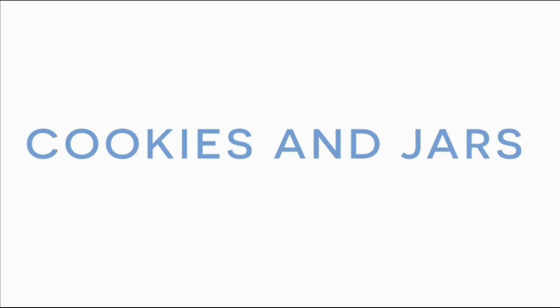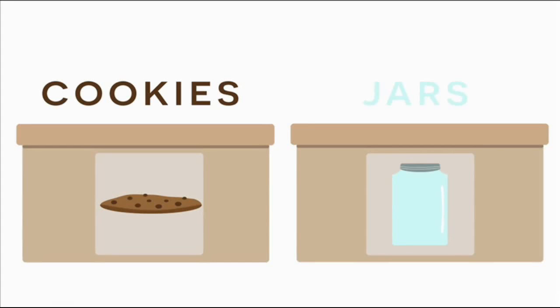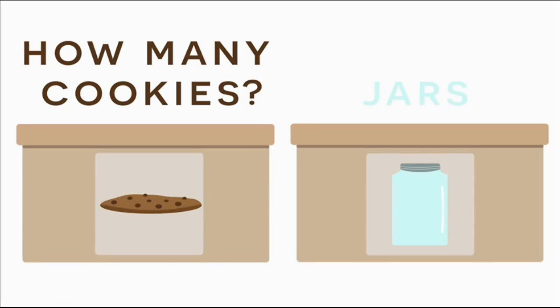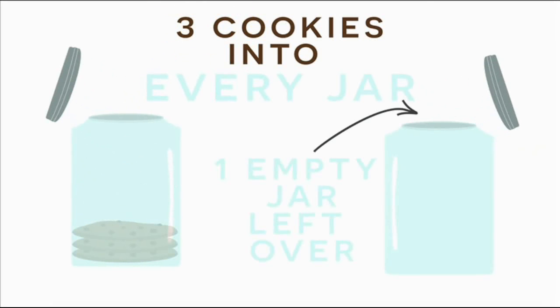Here we have another fun algebra word problem. So here in this problem we have a bunch of cookies and we have a bunch of jars. And we're trying to find out exactly how many cookies we have, and exactly how many jars we have. What we do know is that if we put 3 cookies into every jar, we're going to have one jar that's completely empty left over.